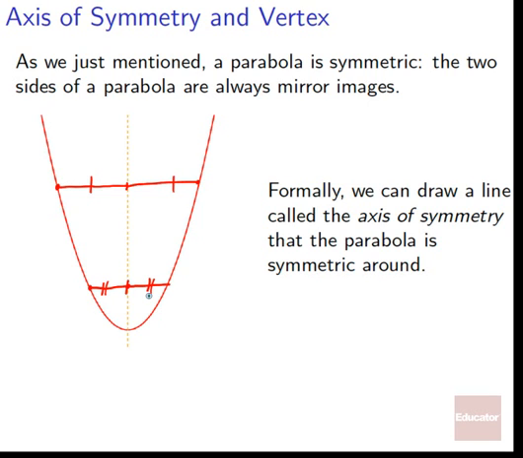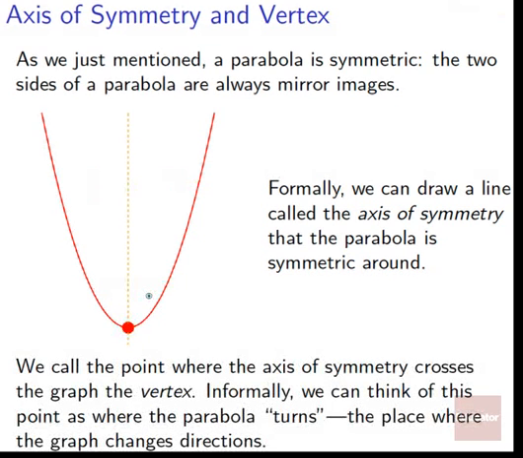There's this axis that we can draw down the middle, this imaginary line that is going to make it so that each side is exactly the same as the other, that each side is a mirrored reflection, that they're symmetric around that axis of symmetry. We call the point where the axis of symmetry crosses the graph the vertex. So where that imaginary line intersects our parabola, we call that the vertex.